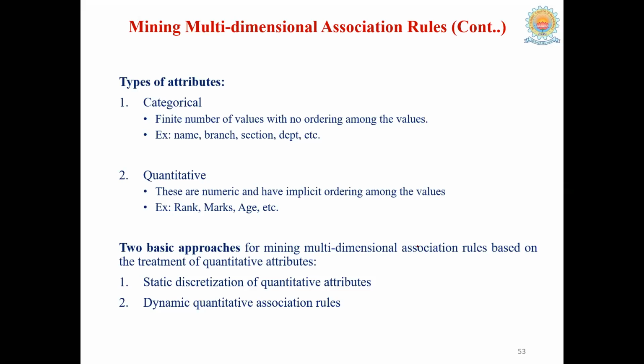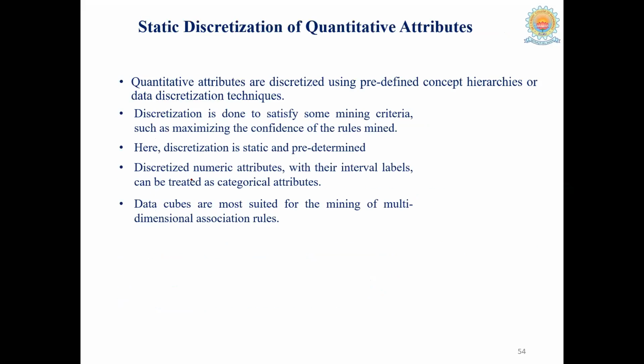So here there are two basic approaches for mining multidimensional association rules based on the handling of quantitative attributes. Those are static discretization of quantitative attributes and dynamic quantitative association rules. So here we have two methods of mining multidimensional association rules based on the way of handling quantitative attributes. Coming to the first one, static discretization of quantitative attributes.